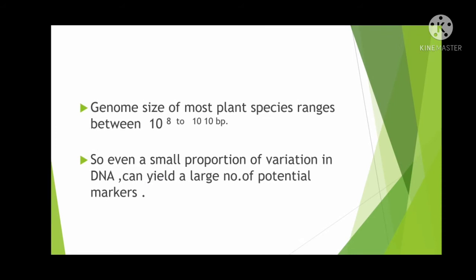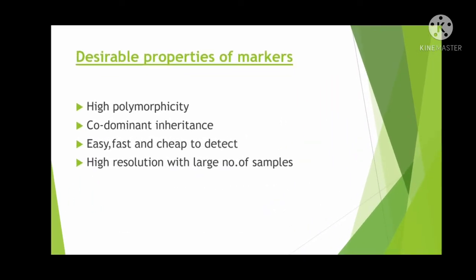Genome size of most plant species ranges between 10^8 to 10^10 base pairs. So even a small portion of variation in DNA can yield a large number of potential markers. Desirable properties of markers: high polymorphism, codominant inheritance, easy, fast and cheap to detect, high resolution with a large number of samples.